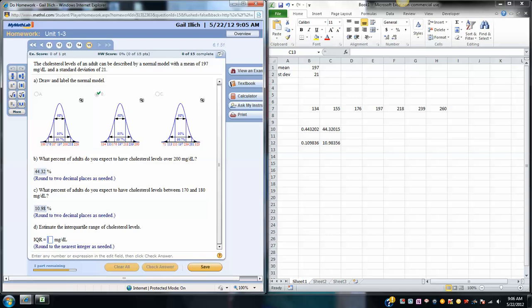Okay, estimate the interquartile range. Well, the interquartile range, IQR, is equal to Q3 minus Q1, right? So you have to get Q3. Well, Q3 is your 75th percentile. And Q1, of course, is your 25th percentile.